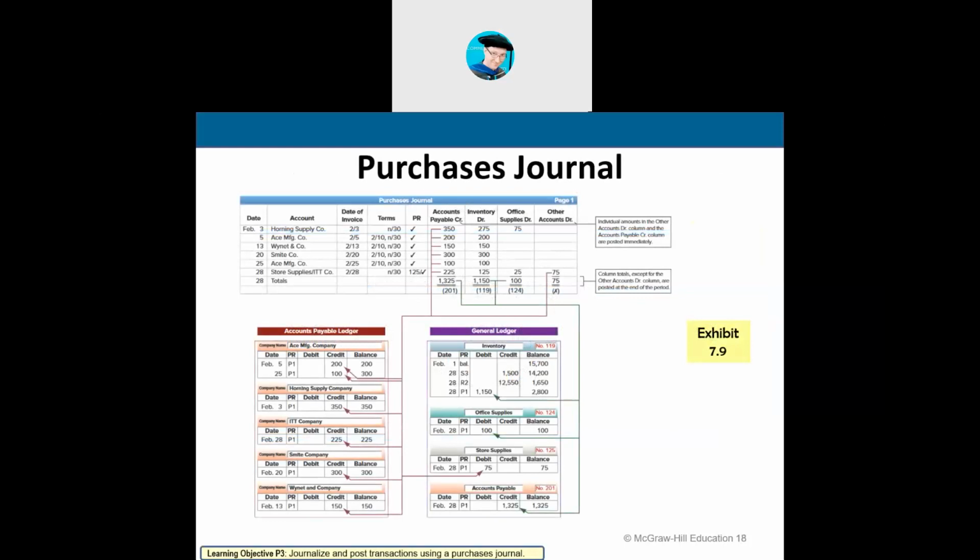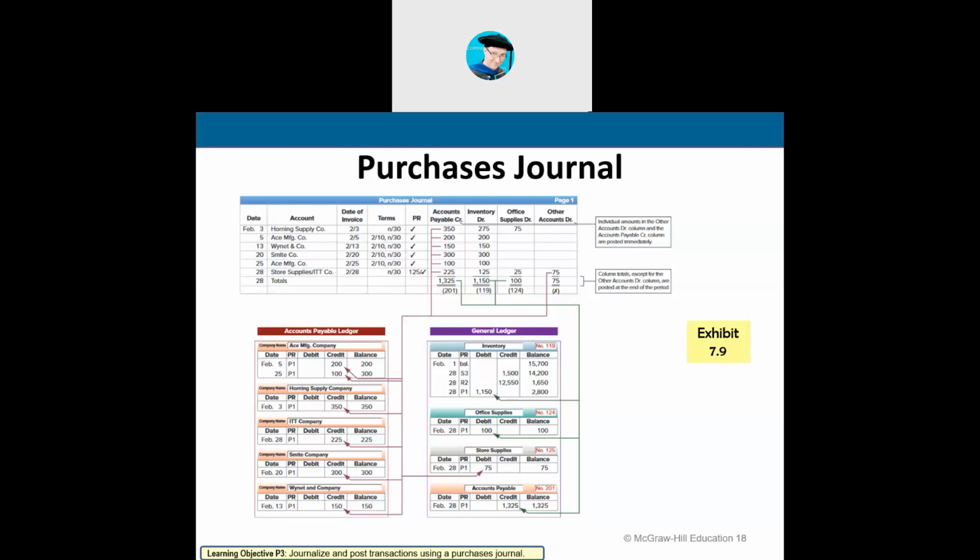Purchases. When we purchase, we're typically purchasing something like inventory, office supplies, store supplies. So we debit our purchases account like inventory, we debit inventory, office supplies, store supplies. If it's an asset, we debit it. And then we credit accounts payable or whatever. In this example, we purchased everything on account. So we debit our inventory or office supplies, store supplies, and we credit accounts payable.